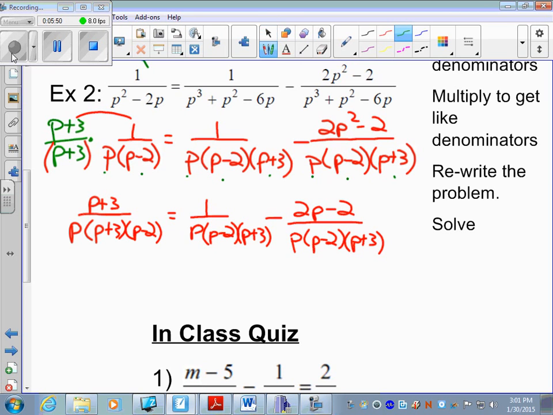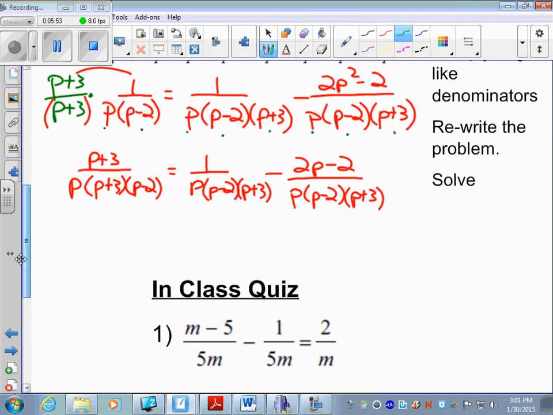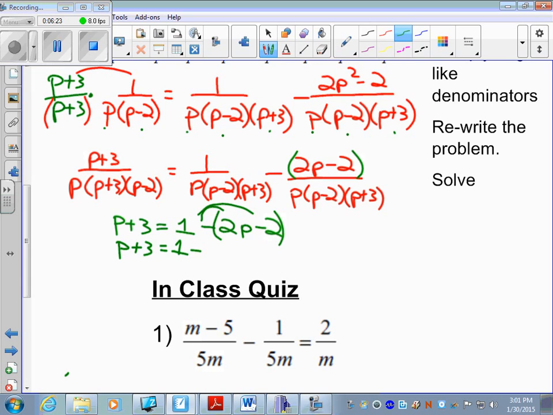So now we set our numerators equal to each other. So I have p plus 3 equals 1 minus 2p minus 2. One thing we do have to be careful of is this 2p minus 2. This subtraction has to go into 2p minus 2. It's like you're going to distribute this subtraction to both. So that's probably what I'm going to do next. 1 minus 2p plus 2.